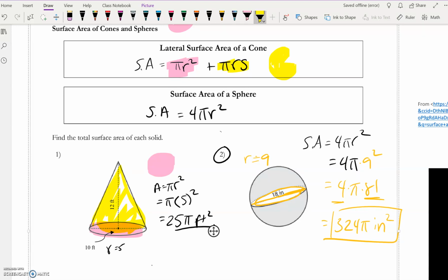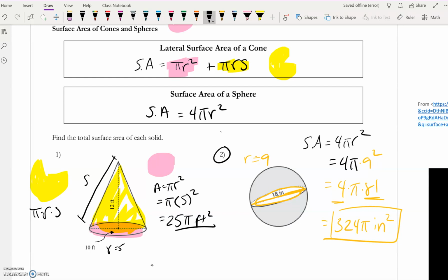I'm going to draw kind of like my little Pac-Man shape over here. For the surface area for this guy, we need pi times radius times slant height. Remember, slant height is kind of like this. It goes on the side. Now, they told us that the diameter is 10, so that's 5. Notice you've got a right triangle here.